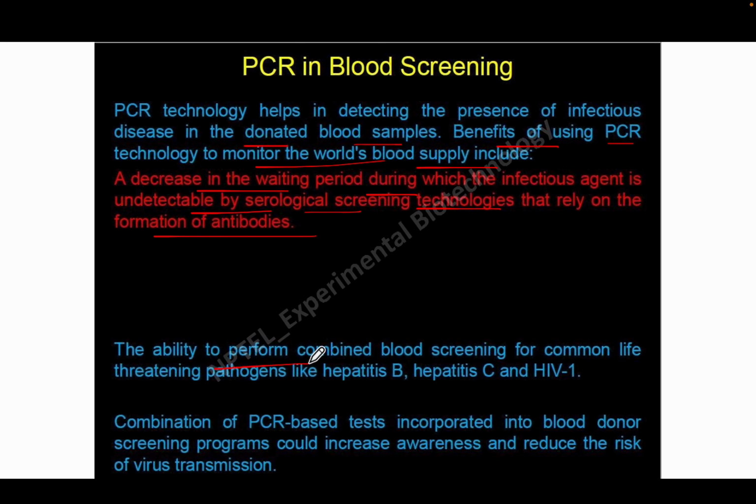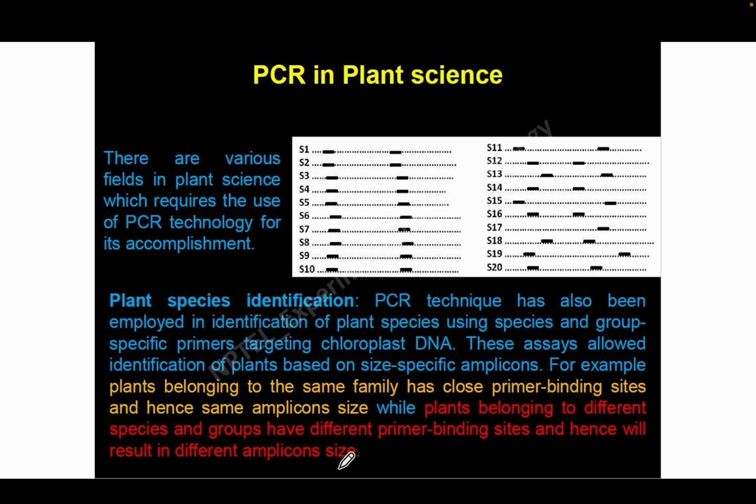There is the ability to perform combined blood screening for common life-threatening pathogens like hepatitis B, hepatitis C and HIV-1. A combination of PCR-based tests incorporated into blood donor screening programs could increase awareness and reduce the risk of virus transmission. PCR in plant science. There are various fields in plant science which require the use of PCR technology for their accomplishment. Plant species identification.